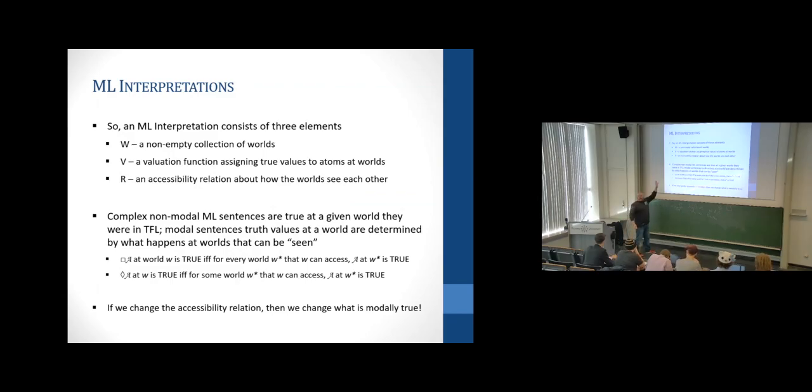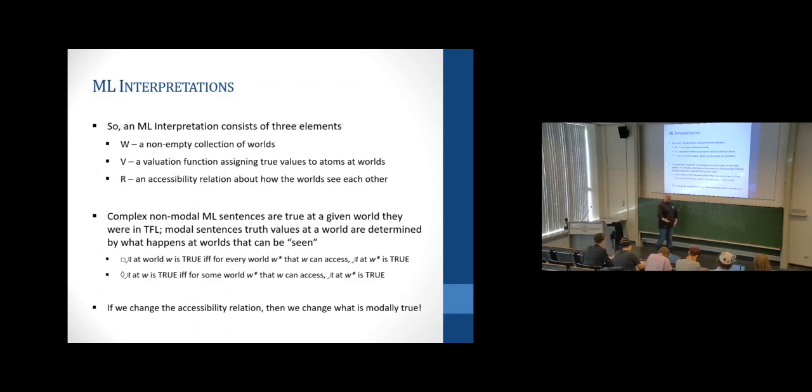And the nice thing is when we're building our interpretations, when we construct our own, we are totally unconstrained. You can have as many worlds as you like, or as few worlds as you like, as long as you have at least one. You can make atoms true or false in them as you like. And you can set the accessibility relation however you want. At least if we're working in K.